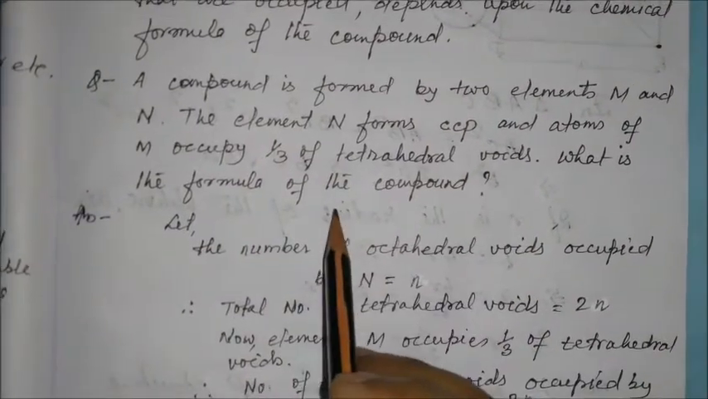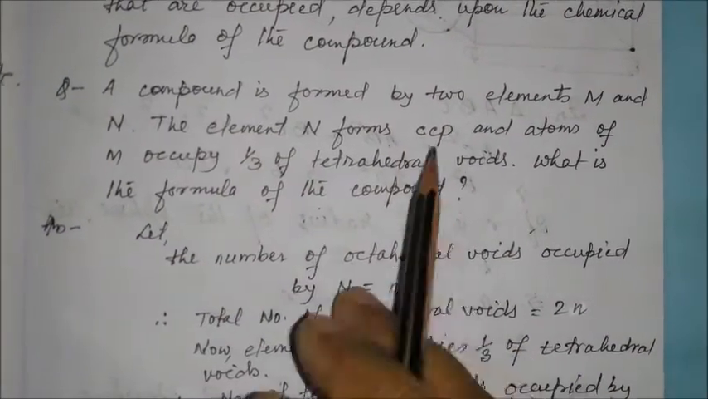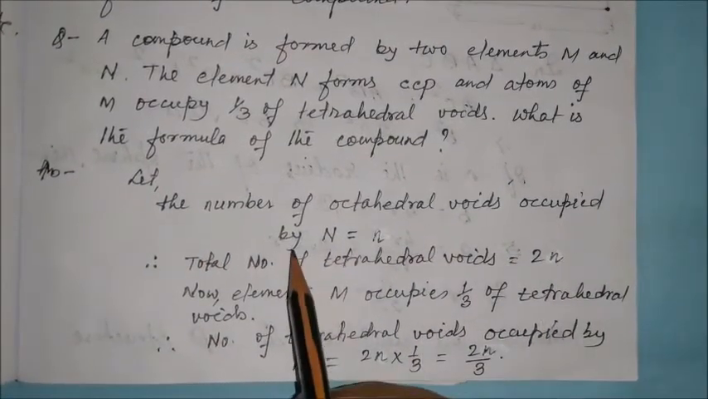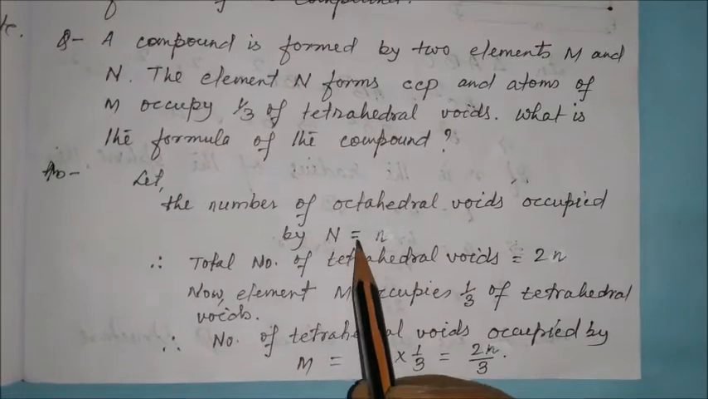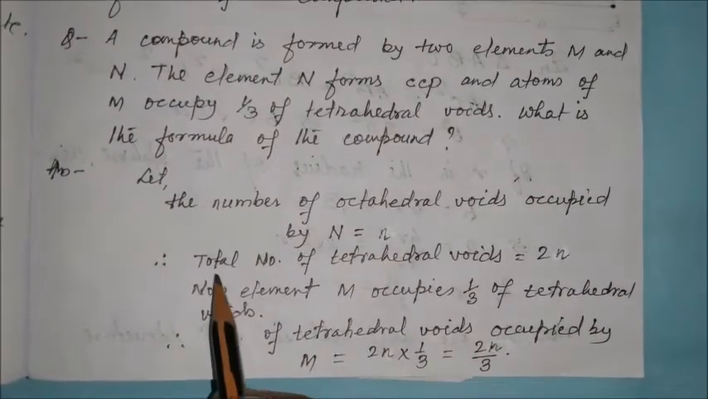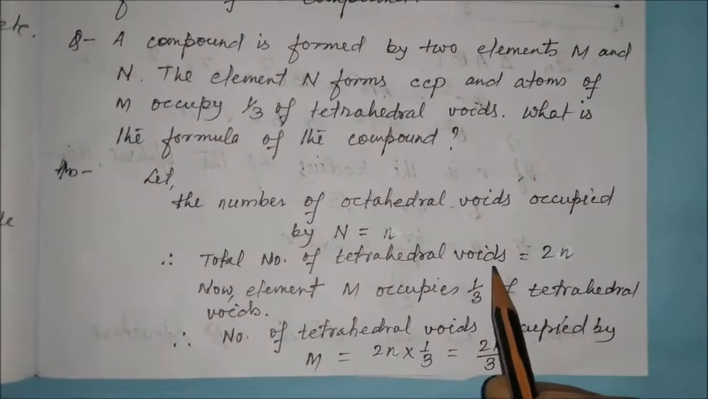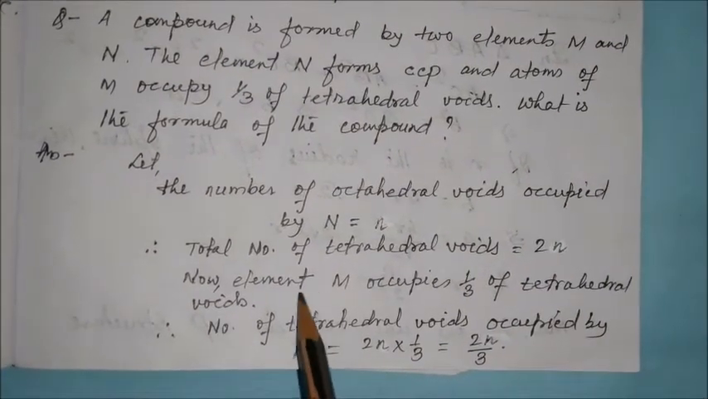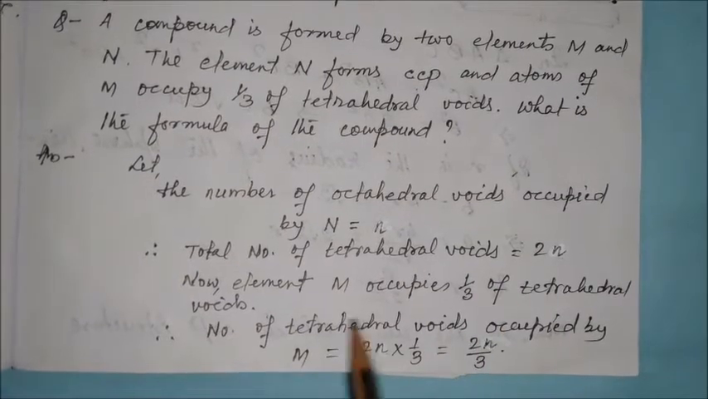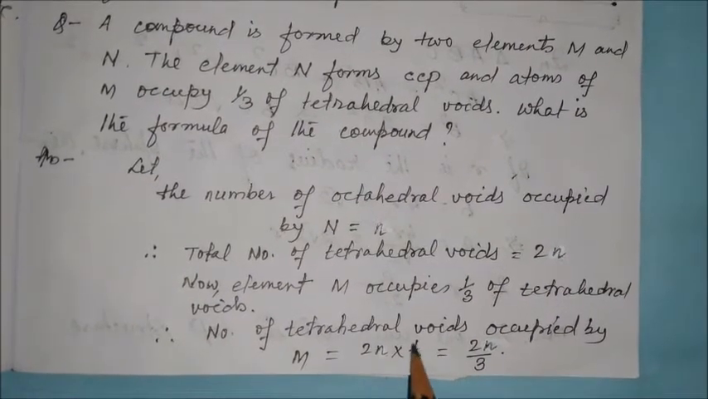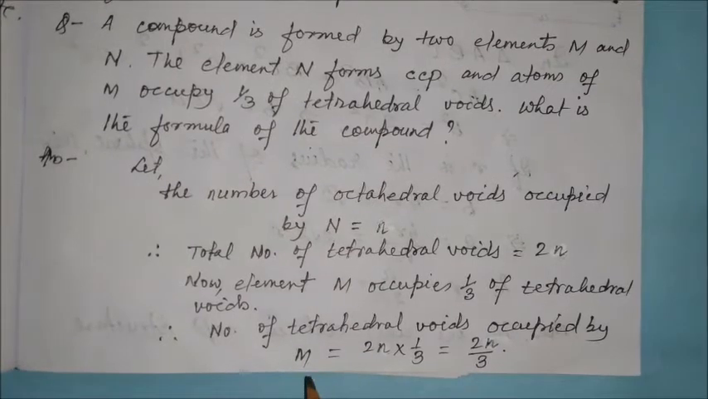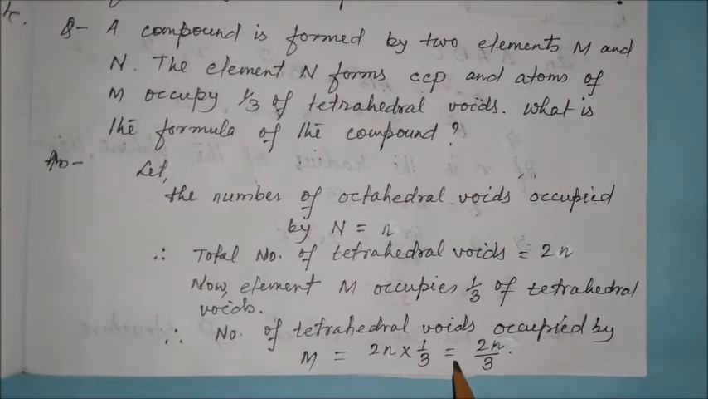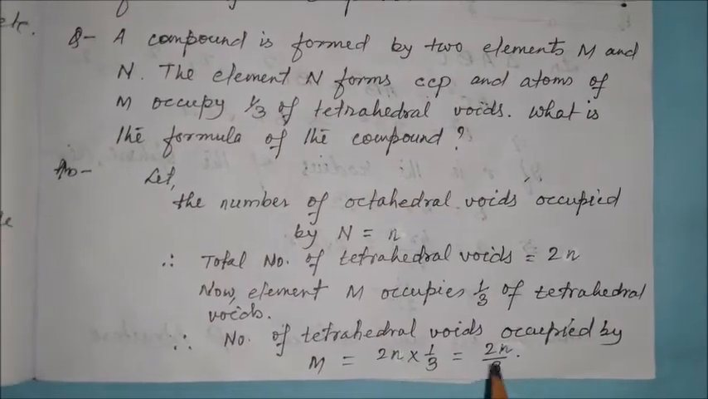Means we have to determine the formula of the compound, and for this, let the number of octahedral voids occupied by the element N be equal to small n. Therefore, total number of tetrahedral voids is equal to 2n. Now, element M occupies one third of tetrahedral voids. Therefore, number of tetrahedral voids occupied by M is equal to 2n into 1 by 3, which is 2n by 3.